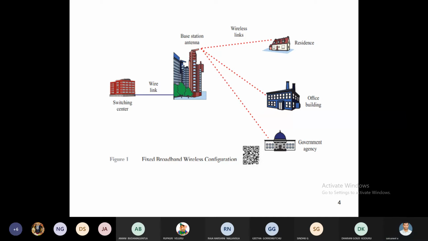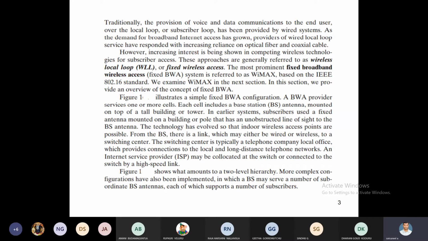Here, in this fixed broadband wireless access, or wireless local loop, or fixed wireless access, subscribers use a fixed antenna mounted on a building or pole that has an unobstructed line of sight to the base station antenna. This is the early stage of wireless local loop.